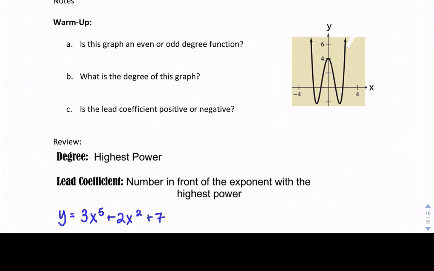Yesterday we looked at a bunch of properties of these higher degree polynomials. So today we're going to take some time and review those properties so that we really get them down. So the warm-up: is this an even or odd degree function?